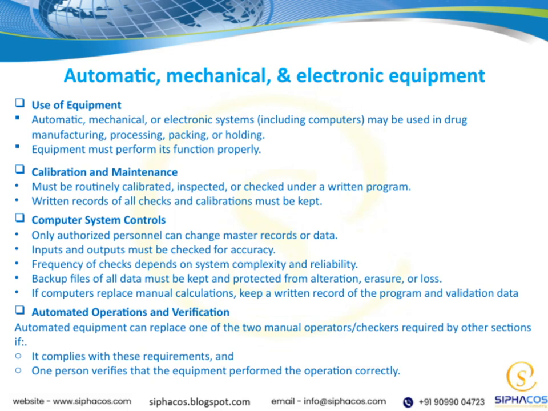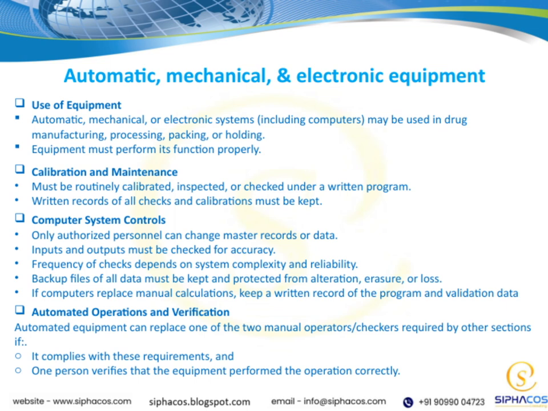Now, to keep everything running smoothly, calibration and maintenance are crucial. These activities should be done routinely, following a written program that clearly outlines inspection, calibration, and checks. And it's essential to keep written records of all these checks and calibrations. This documentation helps us prove that everything has been maintained correctly over time.